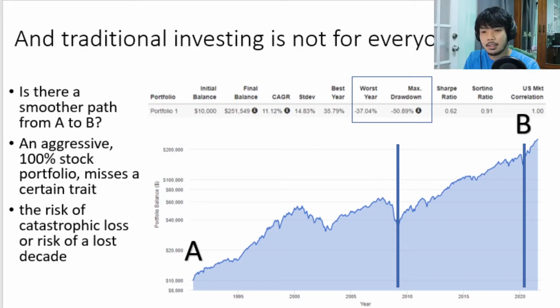But the thing is, adapting that kind of methodology is a volatile way to go, as you have seen dun sa JL Collins kanina, no? So worst year minus 37%, maximum drawdown negative 50%. It's not pleasant, right? Which begs the question, di ba? Is there a smoother path from A to B, no? Some of you are asking right now kung may ganun bang paraan. Ayun. So how do we avoid these situations, di ba? Na makakita ng big paper losses sa value ng pera mo.